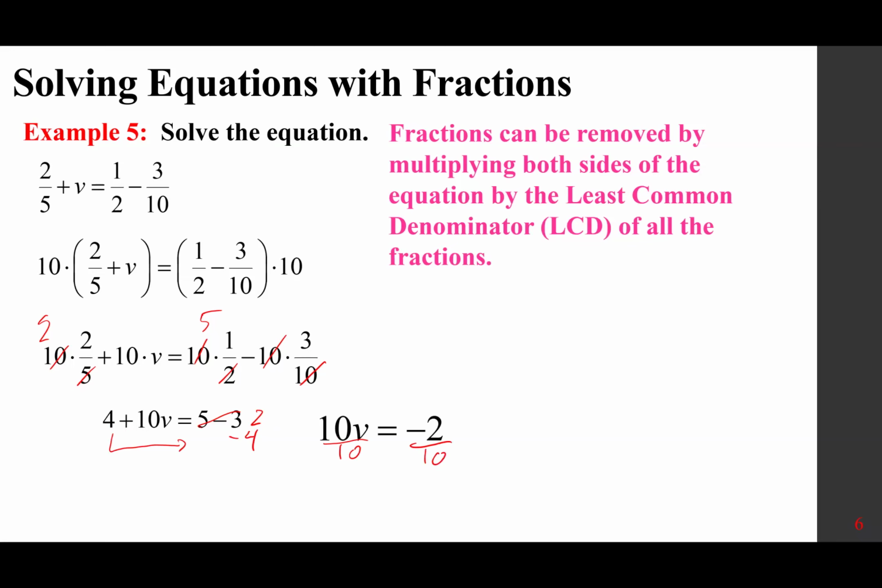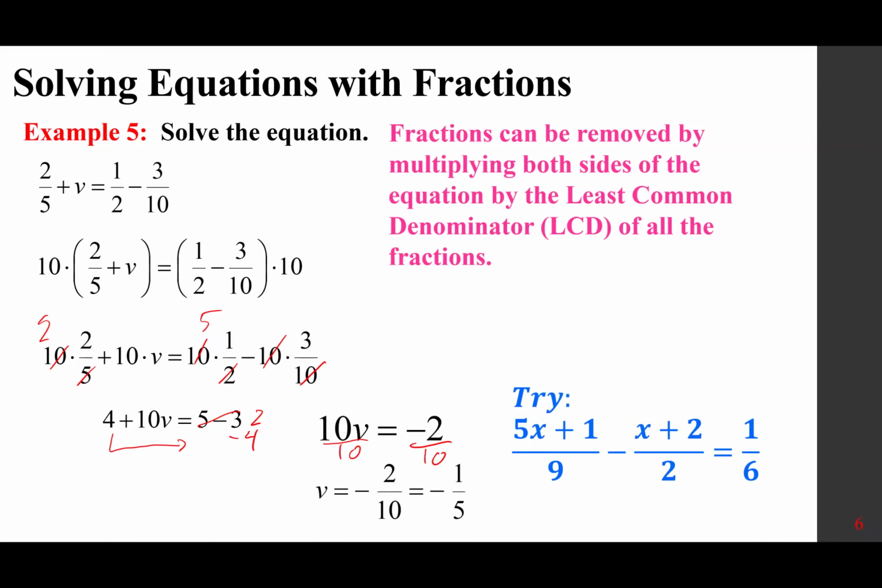Divide by 10, and you get negative 2 over 10 equals negative 1 over 5. I'm going to move on. I'm going to leave this for you to do on your own. Make a note of it.